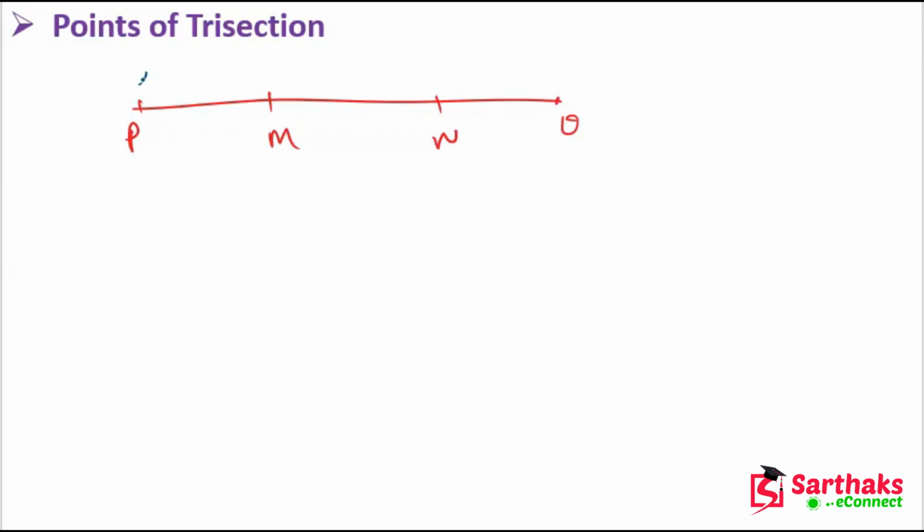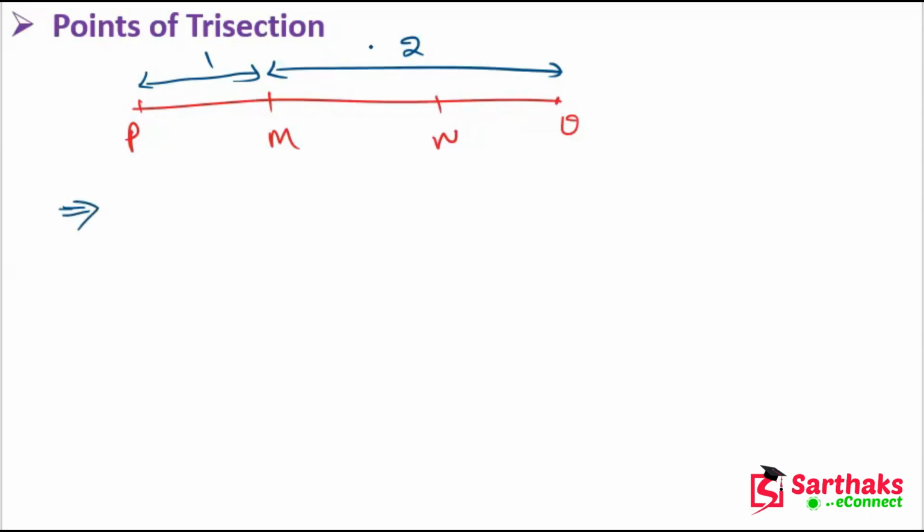Let's take this part as 1 and this part as 2, meaning we are taking the ratio 1:2. So this is our trisection, meaning this, this and this. There are 3 equal sections, and in these sections we are taking the ratio as 1:2.